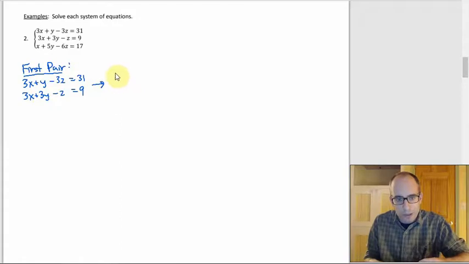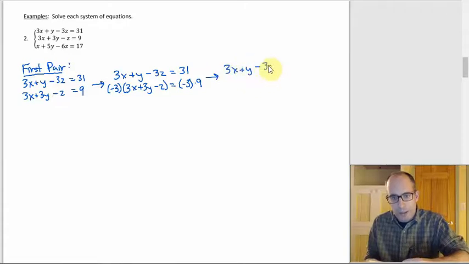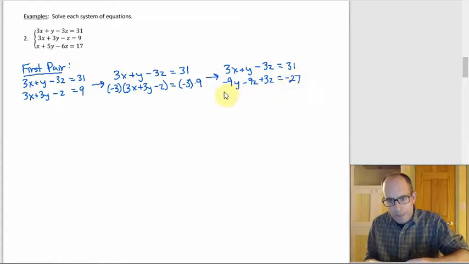So I'm going to leave the top one alone. So the 3x plus y minus 3z equals 31. Then I'm going to multiply both sides of the bottom by -3. So -3 times 3x plus 3y minus z equals -3 times 9. And so then again, leaving the top one alone, 3x plus y minus 3z equals 31. And then on the bottom, minus 9y minus 9z plus 3z equals minus 27.